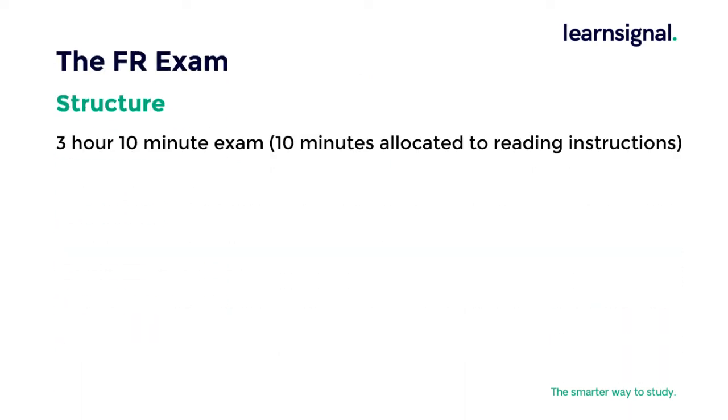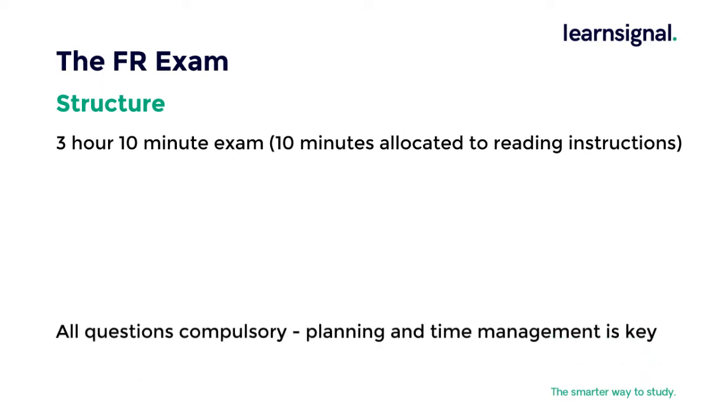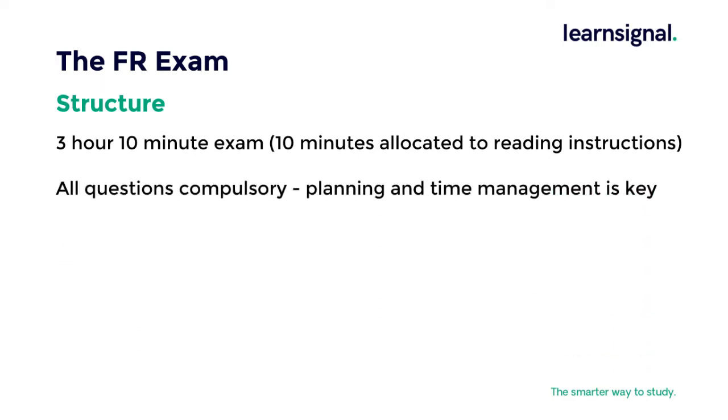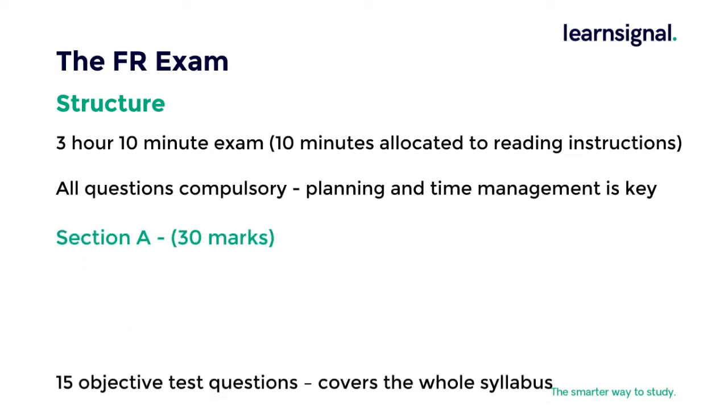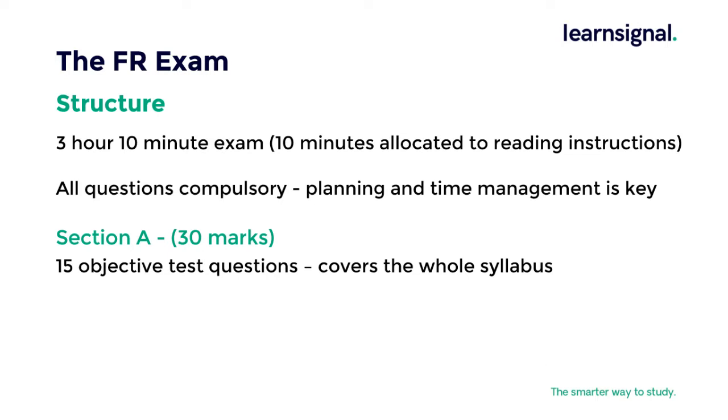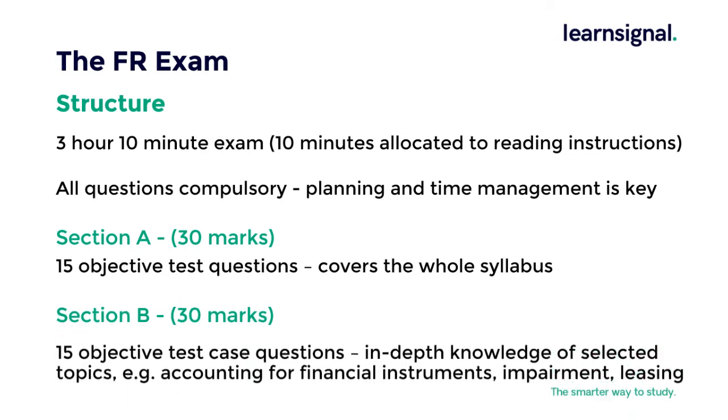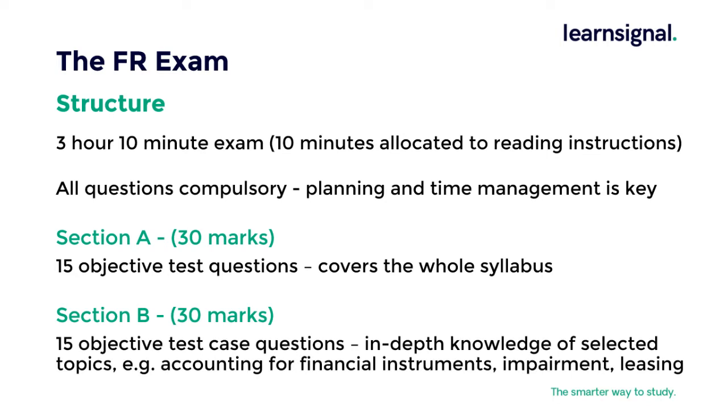It is important to know what you are facing when going into your exam. This is a 3-hour 10-minute exam with the first 10 minutes allocated to reading the CBE instructions. All questions are compulsory, so planning and time management are vital throughout the exam. Section A is worth 30 marks and has 15 objective test questions from any part of the syllabus. Section B is also worth 30 marks and has 15 objective test case questions. You will be provided with 3 cases and 5 questions and will be asked on each. There will be in-depth knowledge of selected topics such as accounting for financial instruments, impairment, and leasing required.